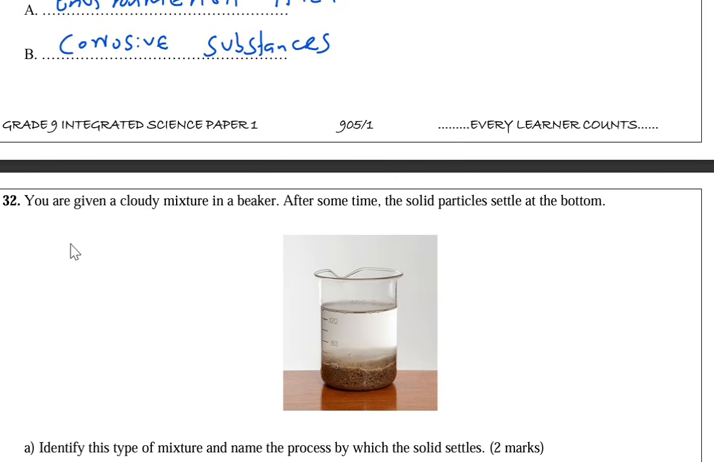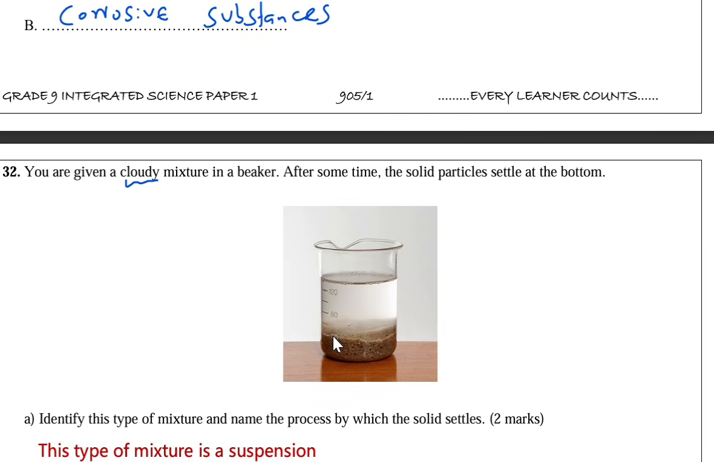We are given a cloudy mixture in a beaker. After some time, the solid particles settle at the bottom. So here we have a beaker. We can see it is cloudy, and then here we have the solid particles. Part A. Identify this type of mixture and name the process by which the solid settles. I know many will say this is a heterogeneous mixture, but this mixture is known as a suspension. When you see a cloudy mixture, it is known as a suspension.